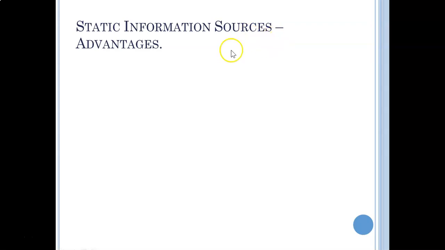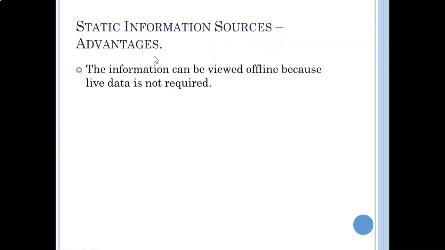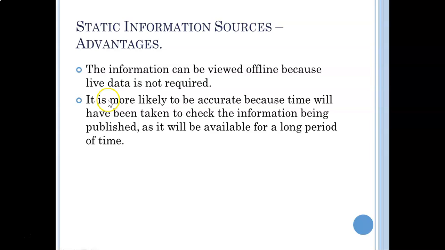So static information sources, what are the advantages of these? So the information can be viewed offline because live data is not required. So like a textbook, you don't need the internet to view that information. It is more likely to be accurate because time will have been taken to check the information being published, as it will be available for a long period of time. So if you think of like a textbook, that information is going to be checked before they actually publish that textbook. So they'll make sure all the information is accurate, and then they'll only publish it, because textbooks are, for example, going to be available for a long period of time.